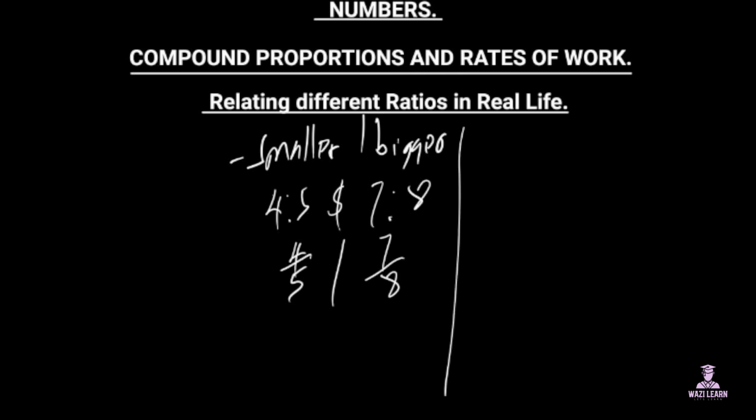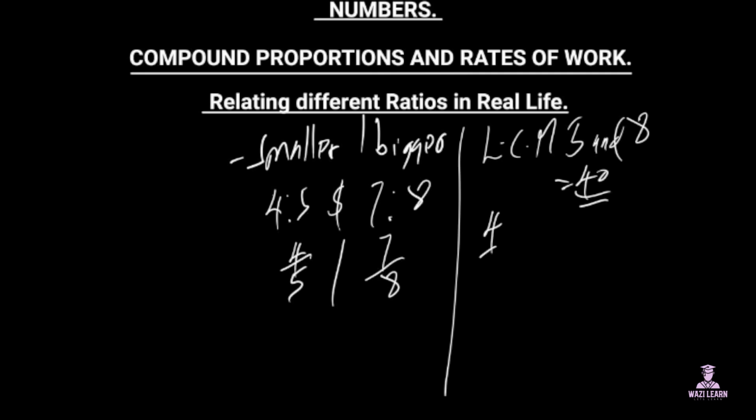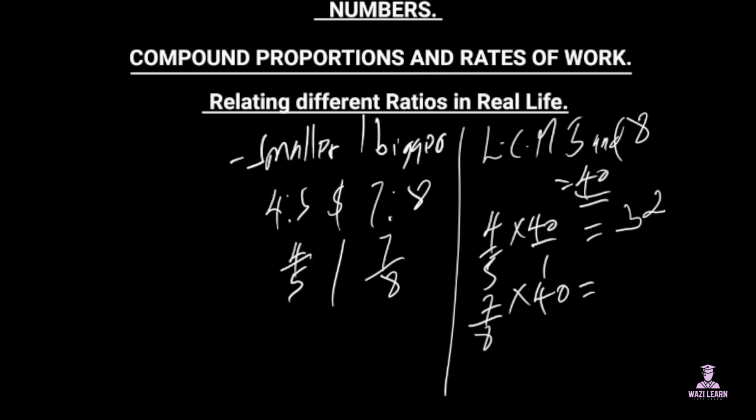After that, find the LCM of the denominators. In this case, 5 and 8, which is 40. So take the LCM and multiply by the individual fractions. So 4 over 5 times 40, then 7 over 8 times 40. Here you'll get your answer to be 32, and here you'll get your answer to be 35.